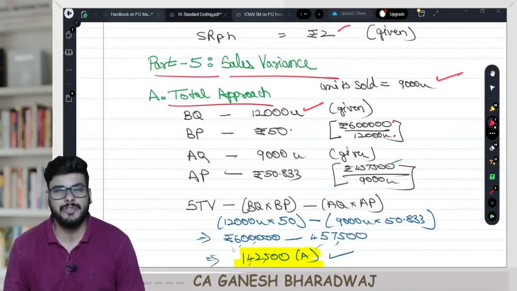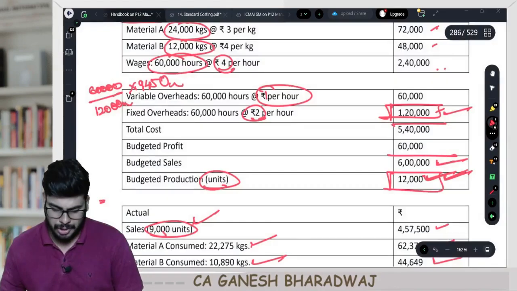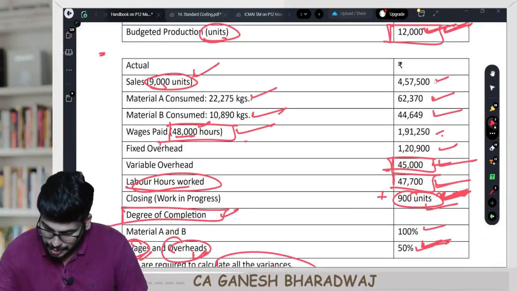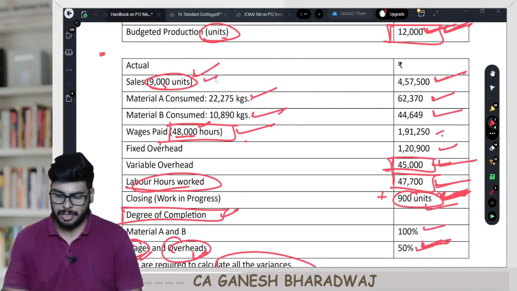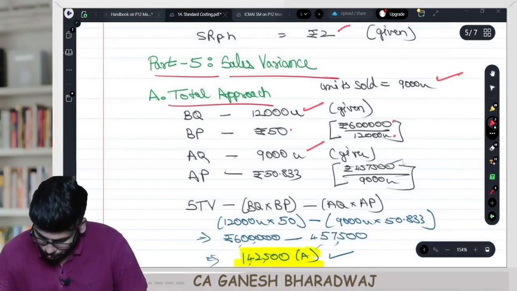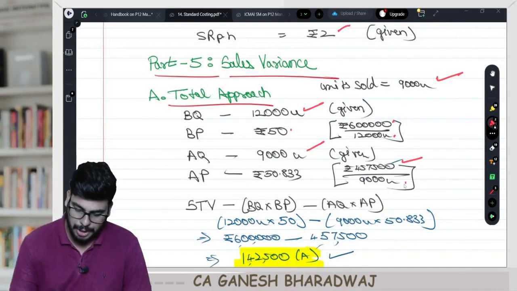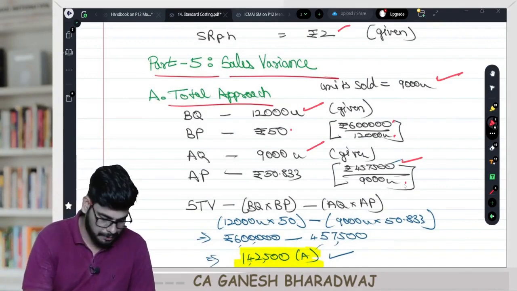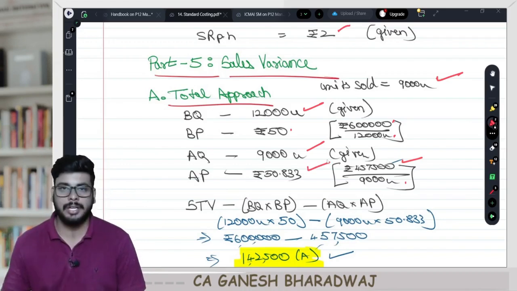Actual quantity, how many units were actually sold? 9,000 units. And what is the actual price? Now it's not directly given, but the actual sales figure is given: 4,57,500. Actual units is also given as 9,000. Divide the two, you get the actual selling price. So how much is that? That's 4,57,500 divided by 9,000 units, which is 50.8333. Are you clear with this, guys?